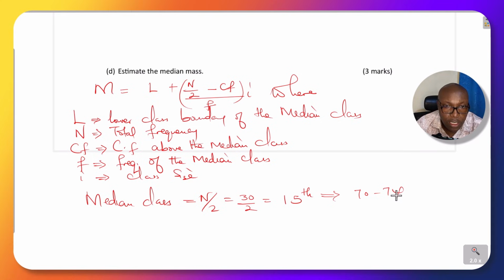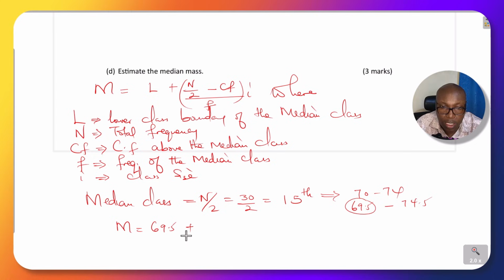Now having that, we will be able to get L. L is the lower class boundary of the median class. The lower class boundary is 70 subtract 0.5 to be 69.5. The upper class boundary is 74.5. So the lower class boundary will be 69.5.